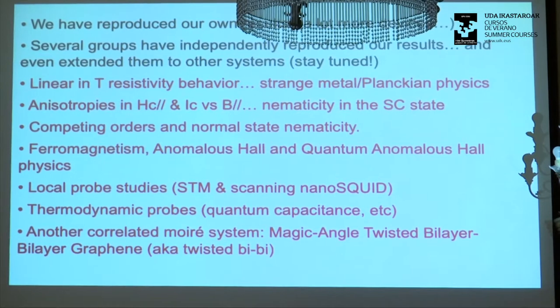And we have already, three groups, including my group, posted on the arXiv a second correlated Moiré system. This is magic angle twisted double bilayer graphene. We call it twisted bi-bi. So this is two layers of graphene, Bernal stacked, and two more layers of graphene, Bernal stacked, so four layers in total. And pairwise, these two and these two, we rotate them by the magic angle. It happens to be a different correlated insulator state, with different magnetic properties and very interesting physics too.